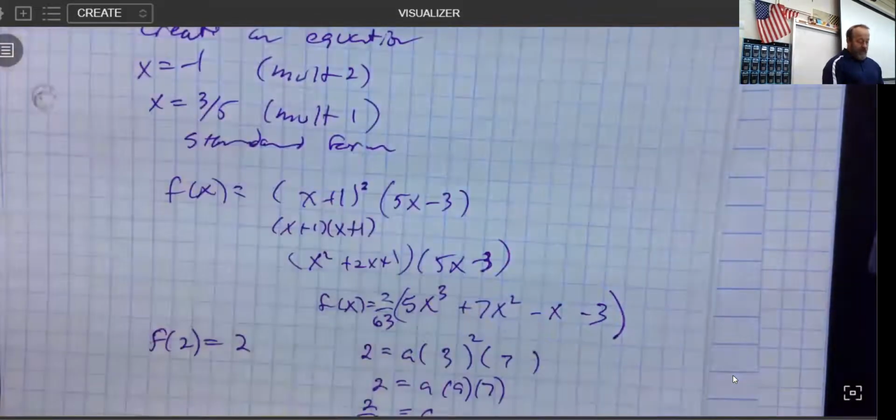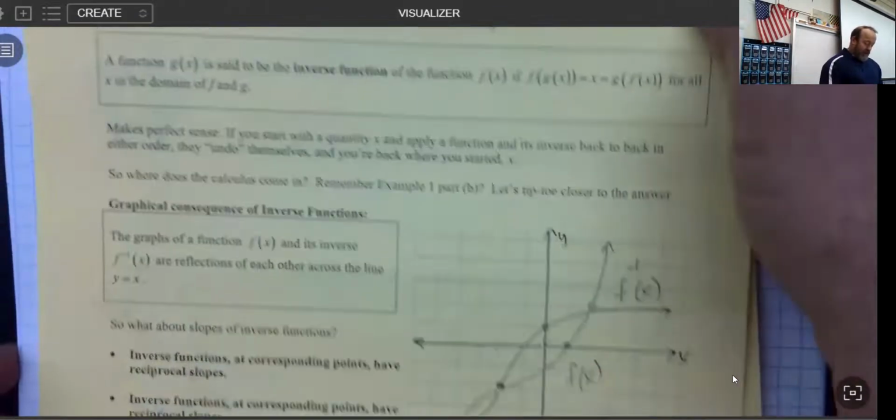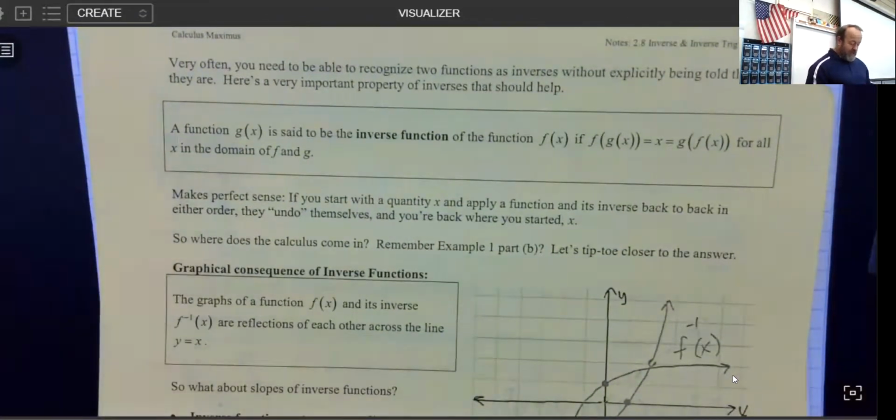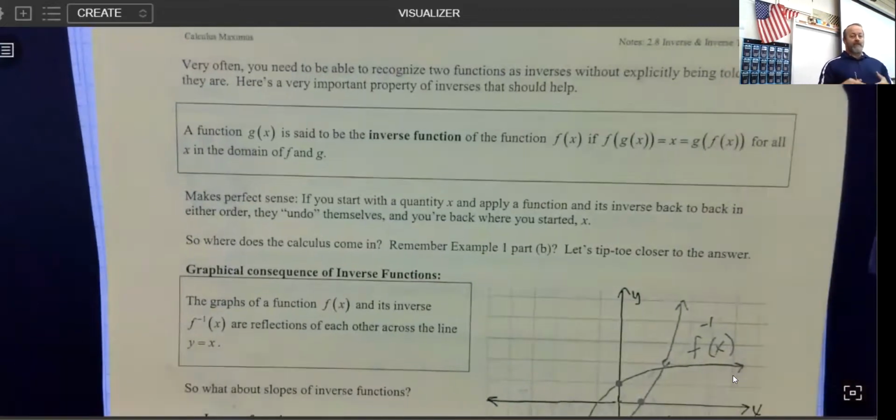Now, the problem becomes, though, when we do that, some of our functions are not going to actually have the right information there, in terms of they have to be one-to-one, and we're going to see that here in a second.